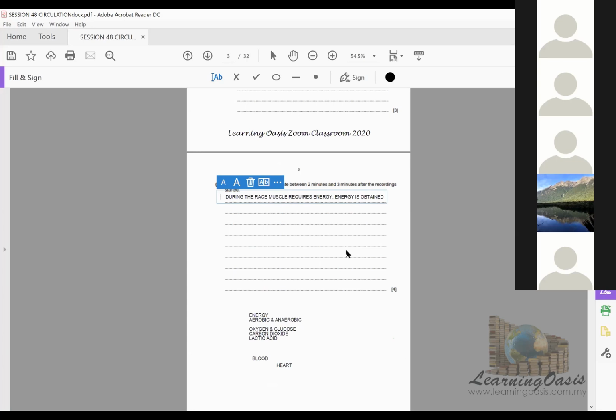Next, the heart. The heart beats faster to carry more blood to the muscle. Okay, that's 1 mark already. You already get 2 marks.